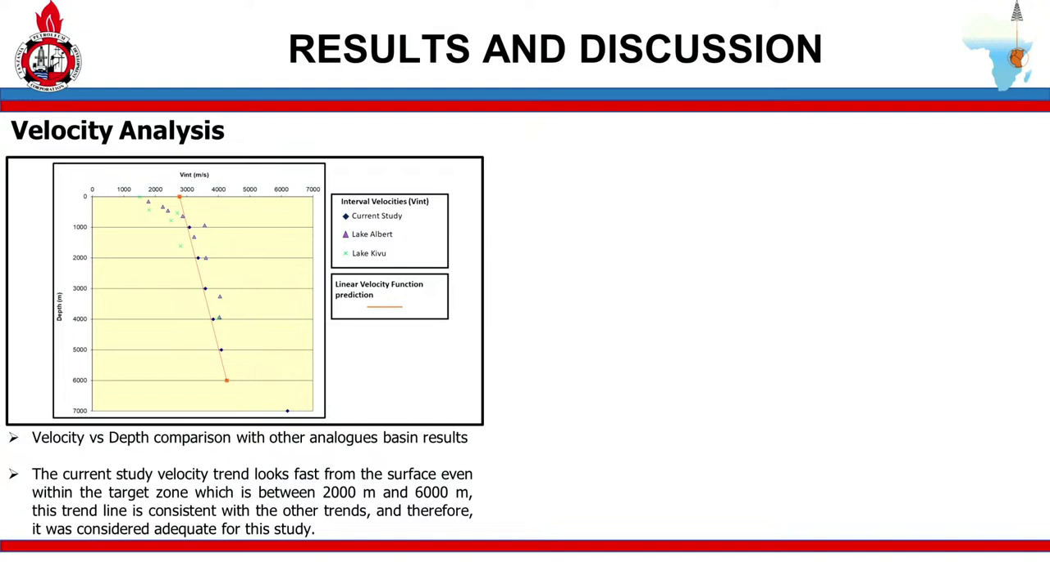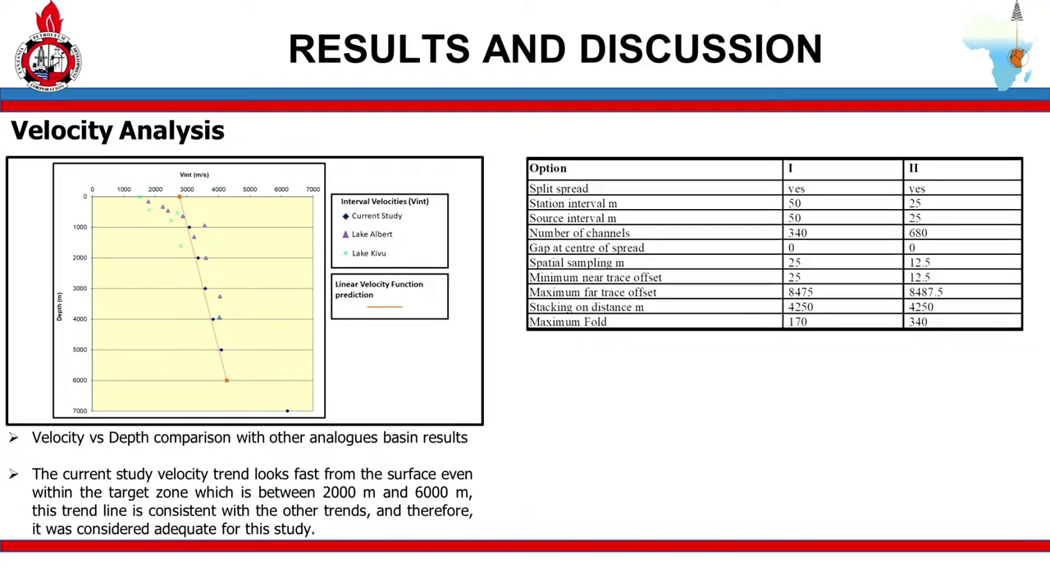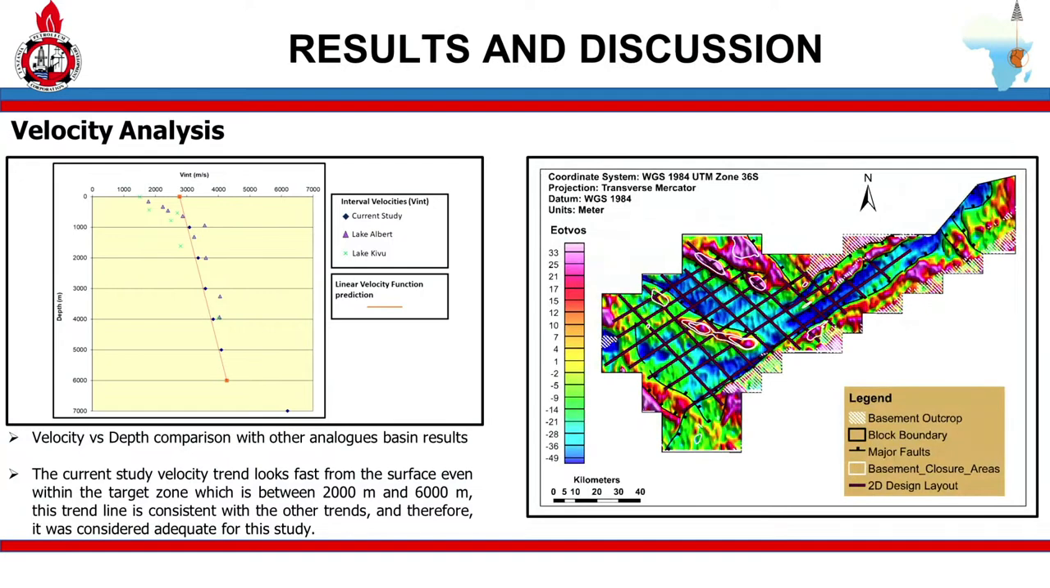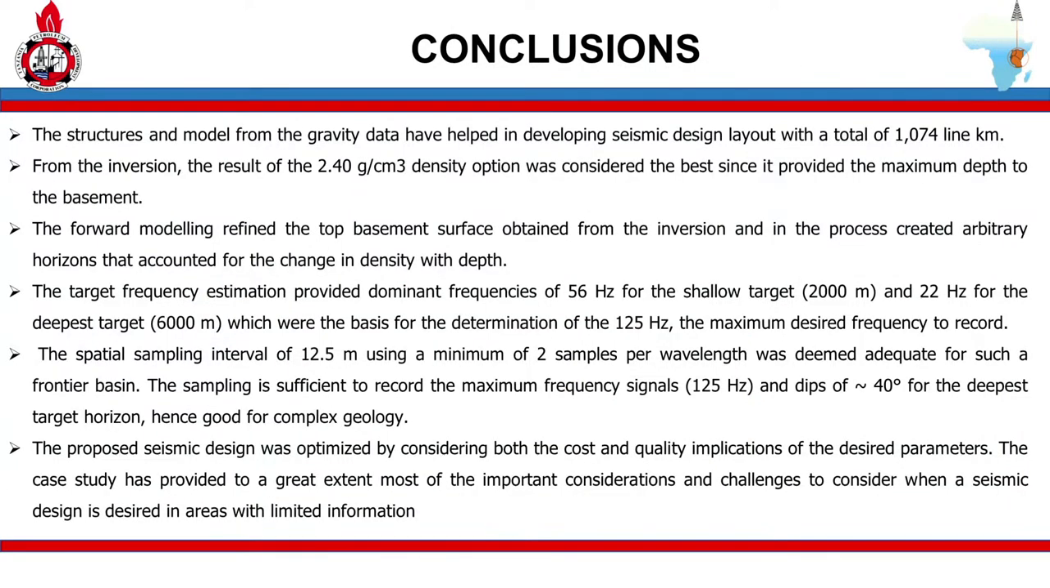The targets were 2,000 meters and 6,000 meters. Those were the proposed parameters, and this is the outline proposed, the final layout for the acquisition in this block, as you can see in the map. Therefore, what we picked up, the gravity data helped to develop the design of about 1,074 line kilometers.